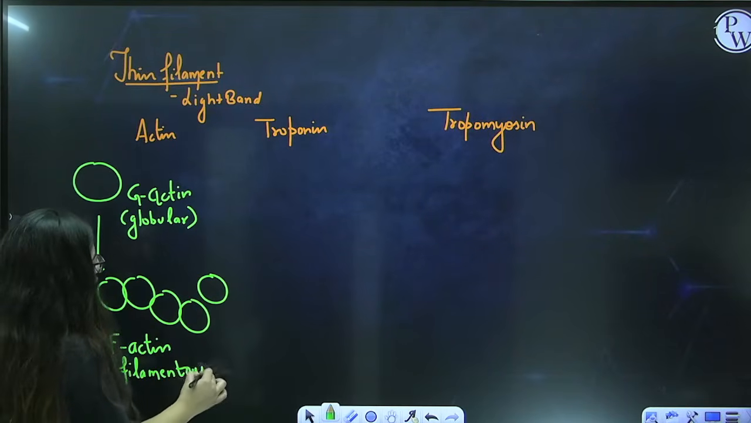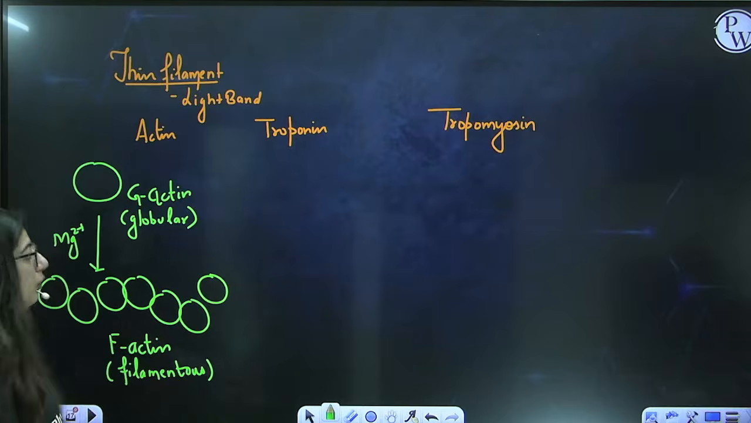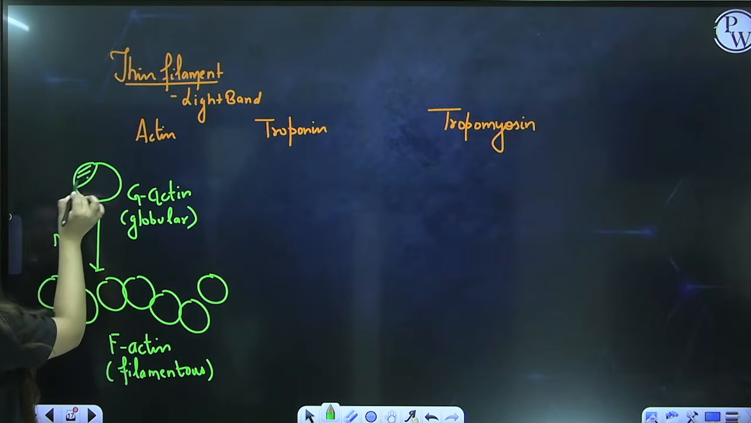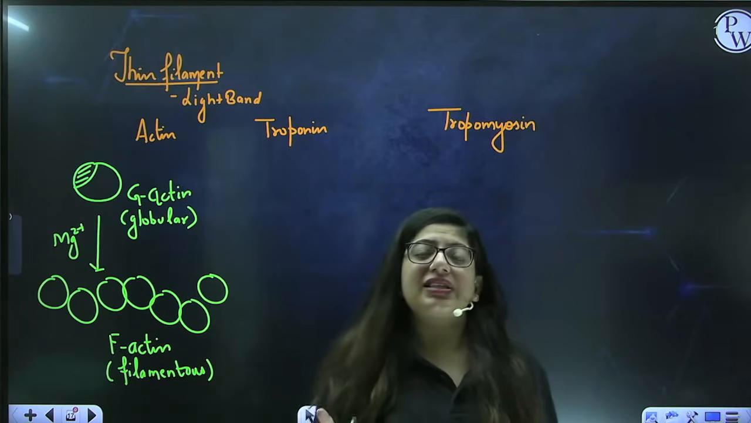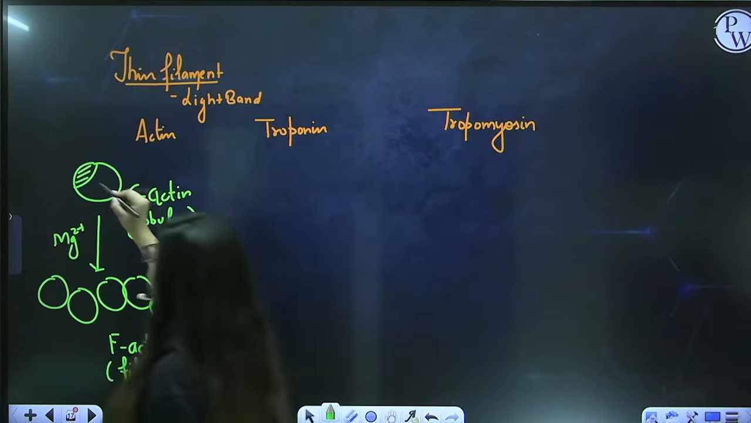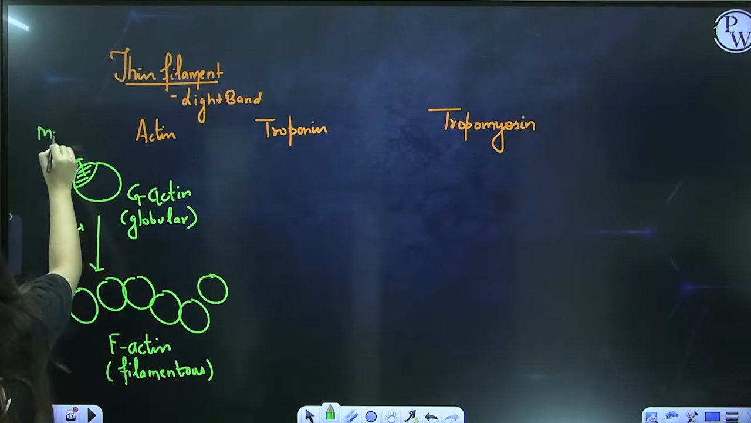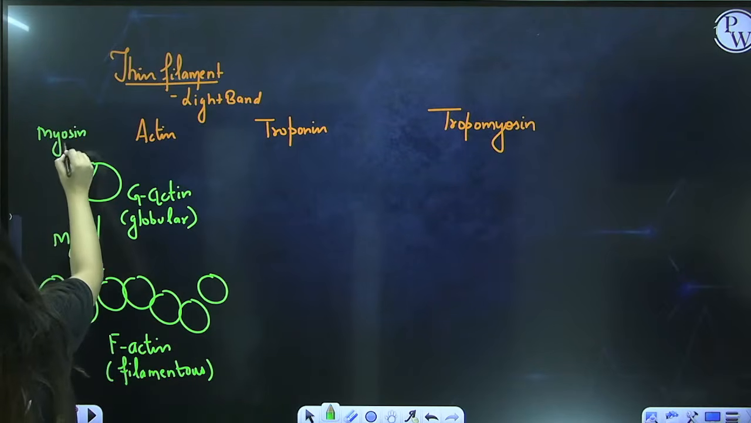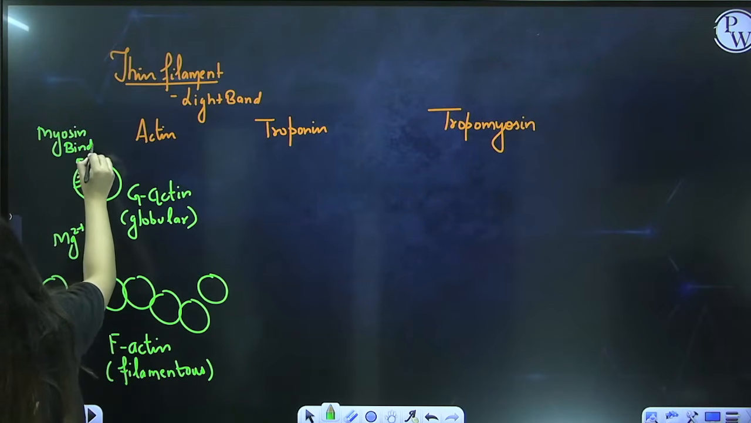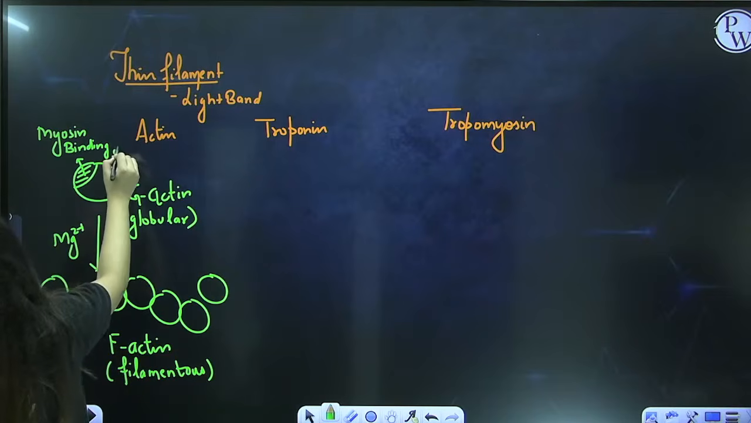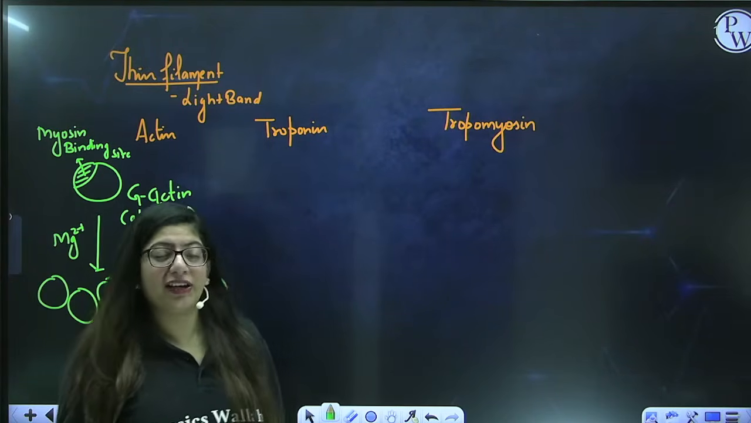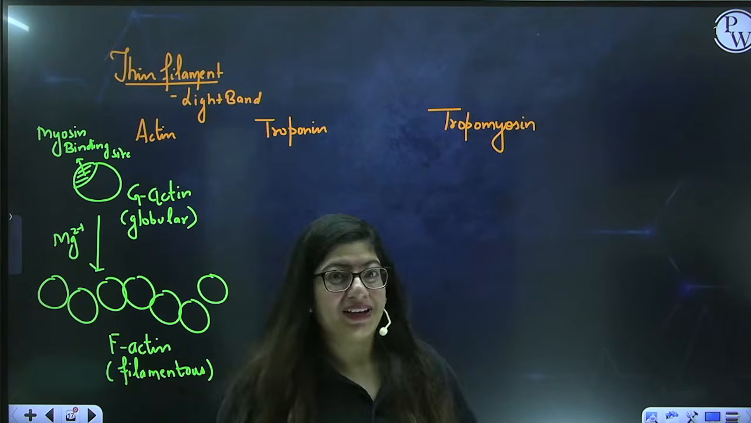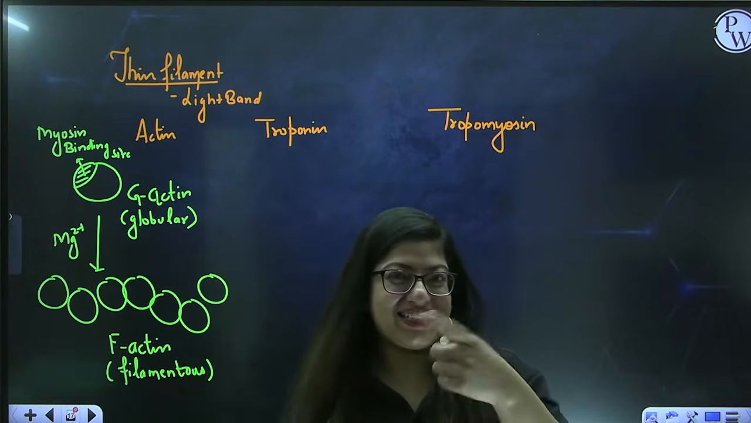Also, this G-actin molecule has a binding site here. Just like myosin has an actin binding site, actin has a myosin binding site. Which binding site? Myosin binding site, because they both will join to each other. They are lovers, right? Actin and myosin, they both are lovers. I'll tell you a love story today. Okay, don't tell this to anyone. Keep it a secret.